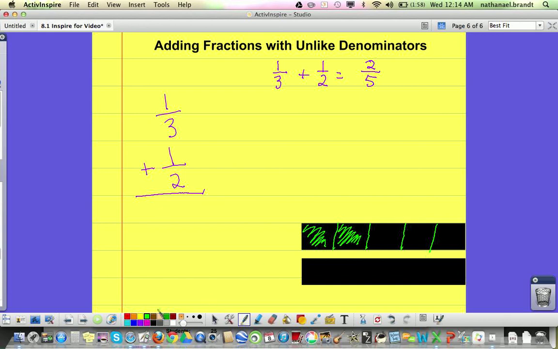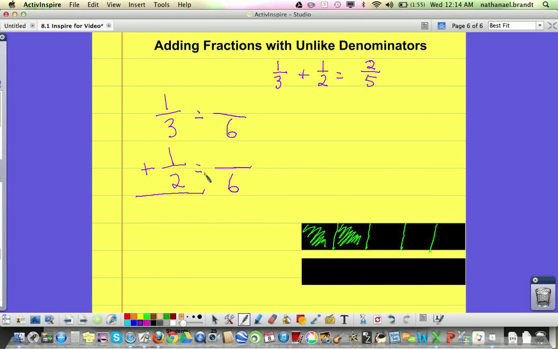Now the correct way to add fractions with unlike denominators is to find equivalent fractions that share the same denominator. And if you can't remember how to find common denominators, you can look up the video for how to find common denominators. For 1/3 and 1/2, we can use 6 as the common denominator, and we've talked about this a lot. Should not be anything new.